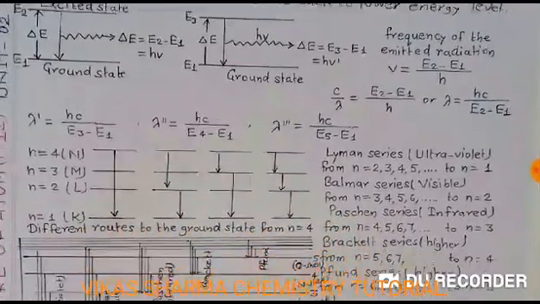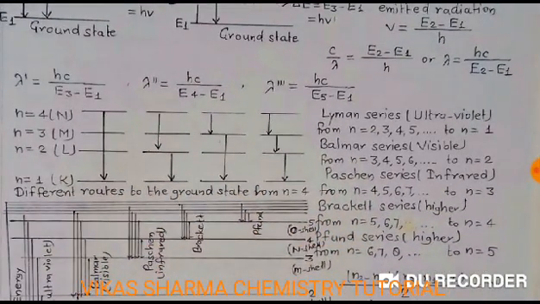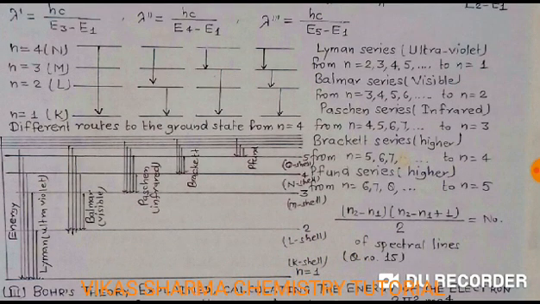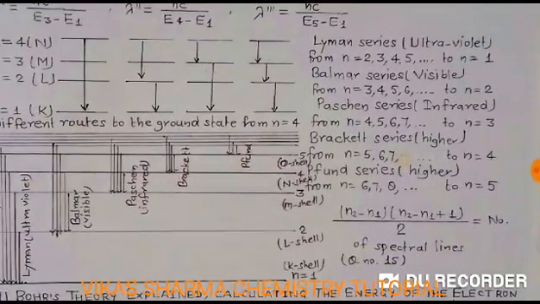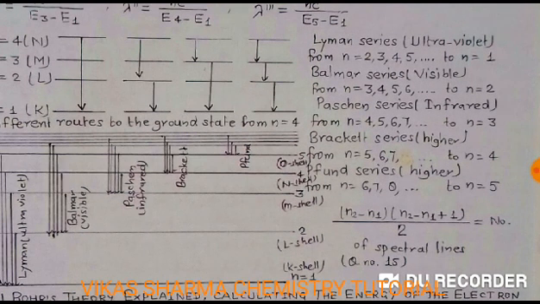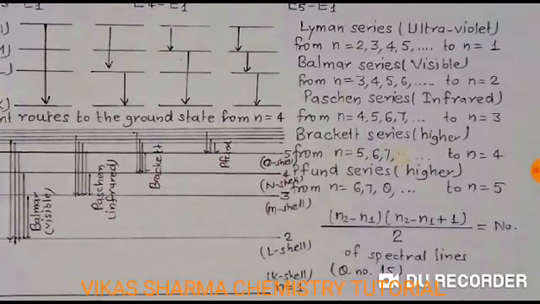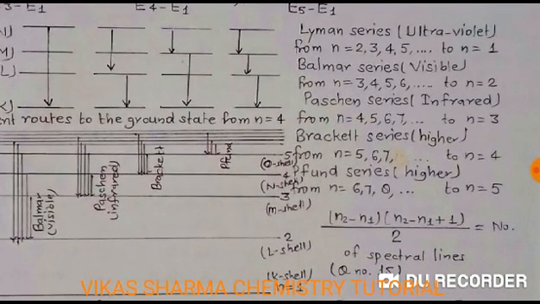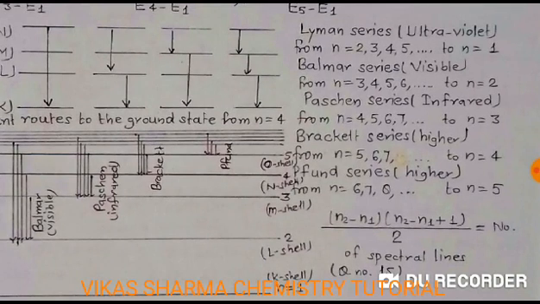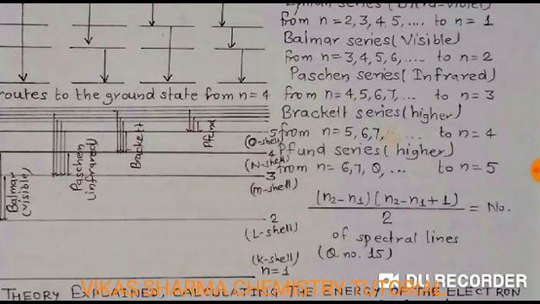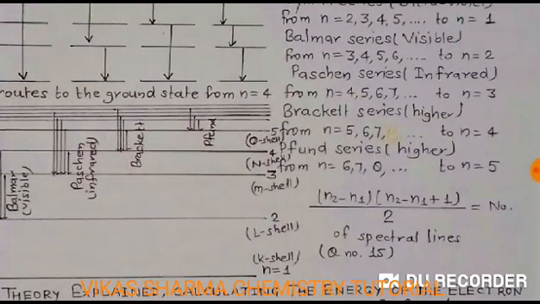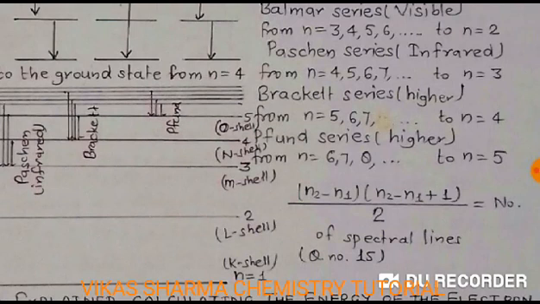So student, there are different types of series you can observe. First one, Lyman series, ultraviolet, from n2 equal to 2, 3, 4, 5 to n1. If the electrons come from these energy levels to n1, that is the Lyman series. Balmer series, visible region, when electrons come from 3, 4, 5, 6 to n2. Paschen series, infrared zone, from n equal to 4, 5, 6, 7 to n3. Brackett series, from 5, 6, 7 to n4. Pfund series, when n is equal to 6, 7, 8, then come to n5.